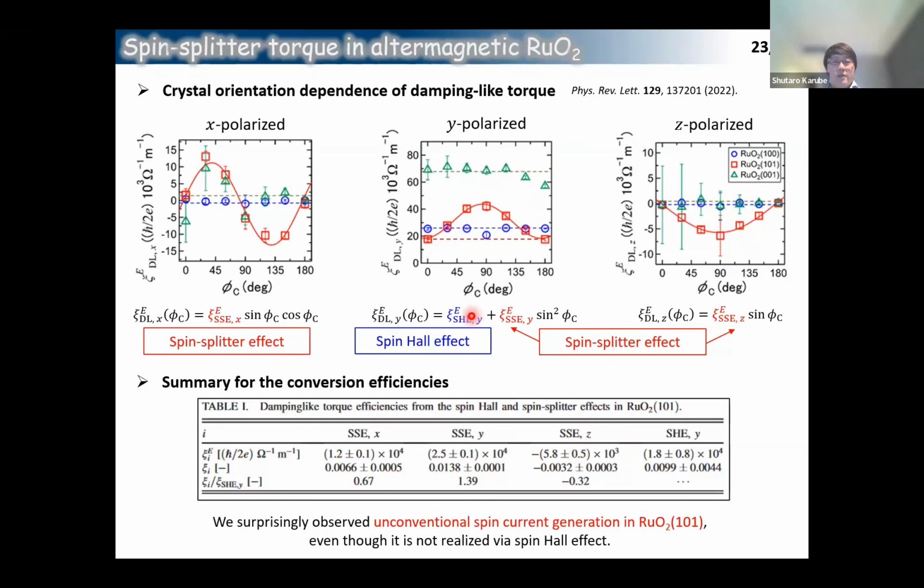So these results on the ruthenium dioxide 100, 101, 001 samples, along with varying the current direction with respect to the specific crystal direction angle phi c, have yielded valuable insights into the spin polarization components X, Y, and Z of the generated spin current. It is intriguing to note that finite values are observed for the Y component in all cases.